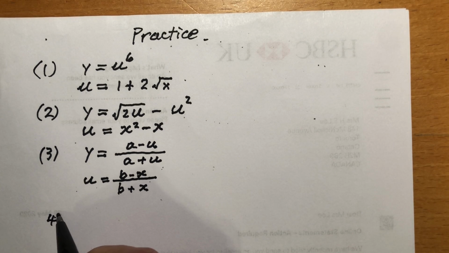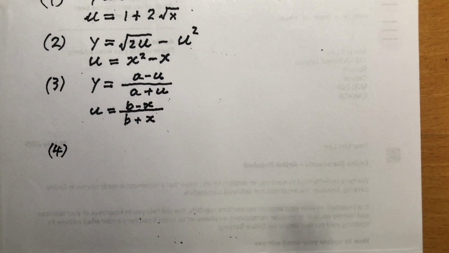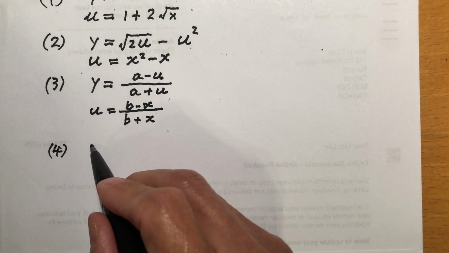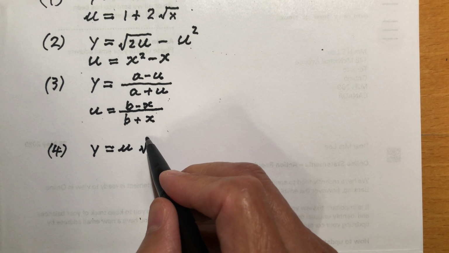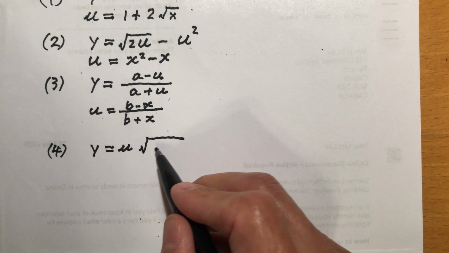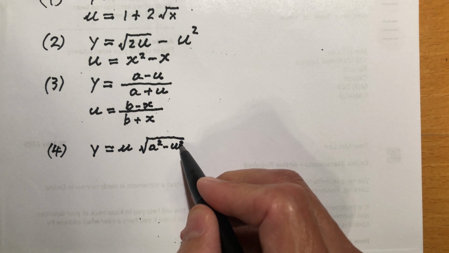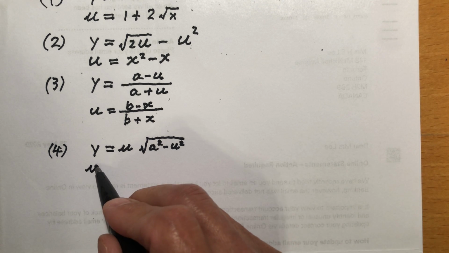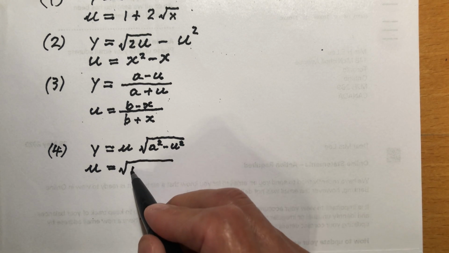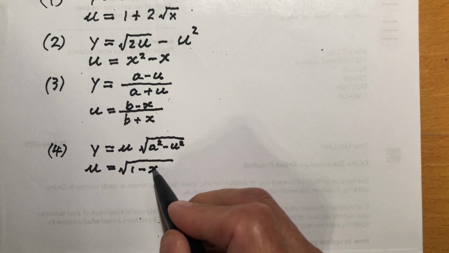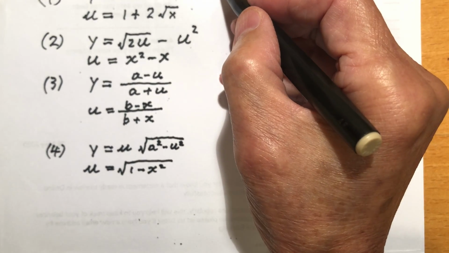So next, question number 4. y is equal to u times the square root of a squared minus u squared. And what is u? u is square root of 1 minus x squared. And I'm going to give you the answer.